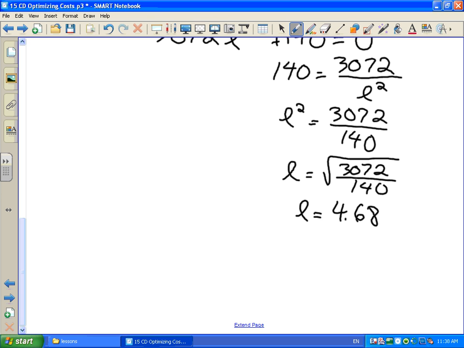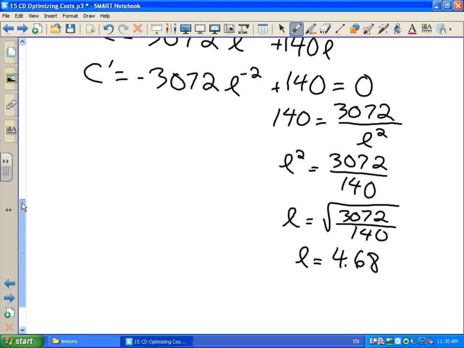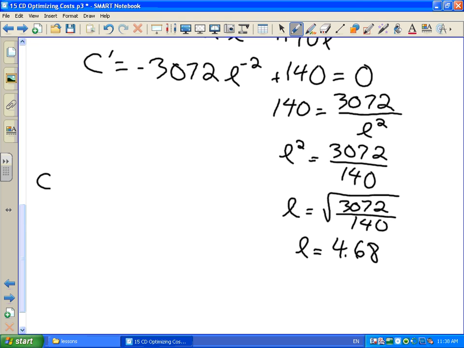Okay. What else do we need to do here? Find the width. Even before we find the width, what's something else we should do? Remember, we're looking for the minimum cost here. We should verify that this length gives us a minimum rather than a maximum. How do we do that? Right. So our second derivative is going to be, let's see what we got here. We got to bring down this -2, so that's going to give us 2 times 3072 L to the -3.